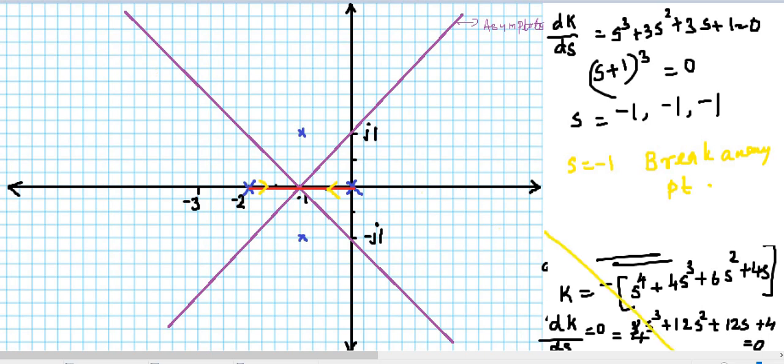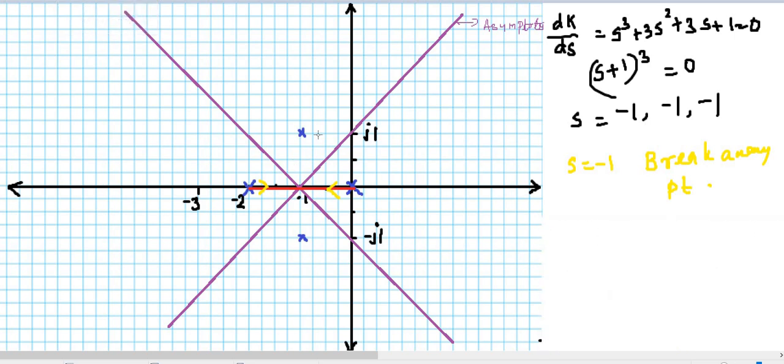So we have to find out the angle of departure, since there is an open loop complex conjugate pair of poles. We have to find out the angle of departure. So let this pole be A, and we can write this is A and the pole that is below is A complement.